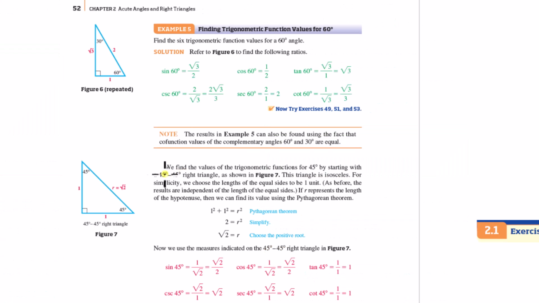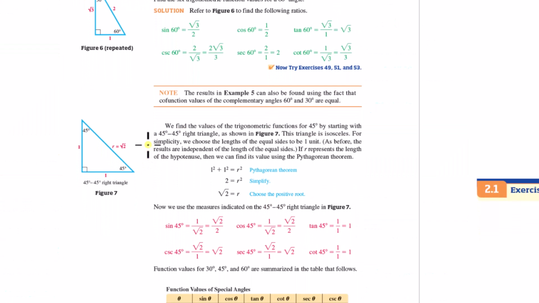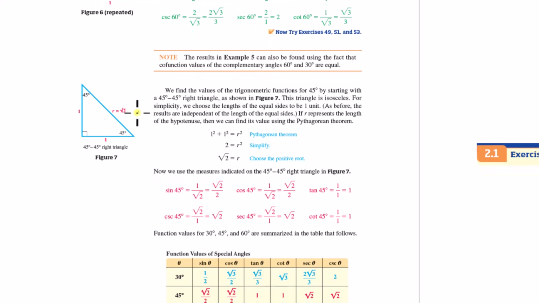Okay, so now what about the 45 degree angle? So they mentioned the 30-degree angle, the 60-degree angle, and the 45-degree angle occur often in trigonometry. We just analyzed the 30 and 60-degree angle. What about the 45-degree angle? So here's a 45, 45, 90 right triangle. So they start by creating a 45, 45, 90 right triangle.